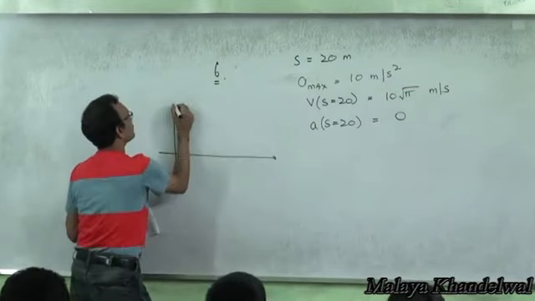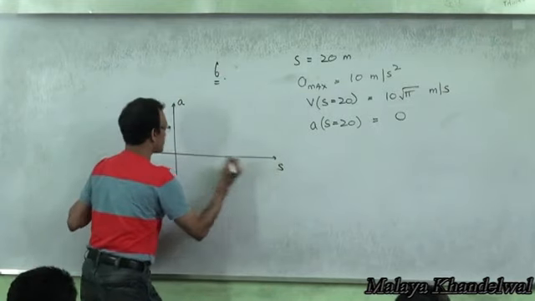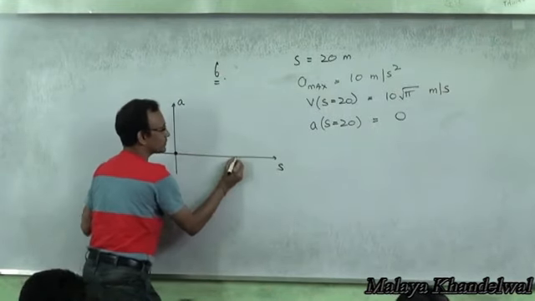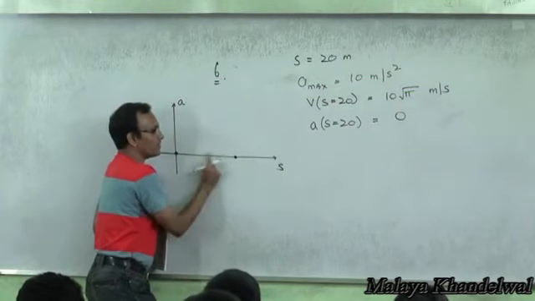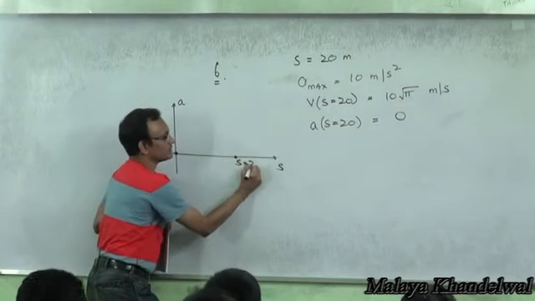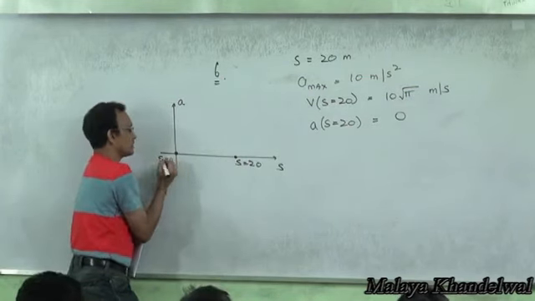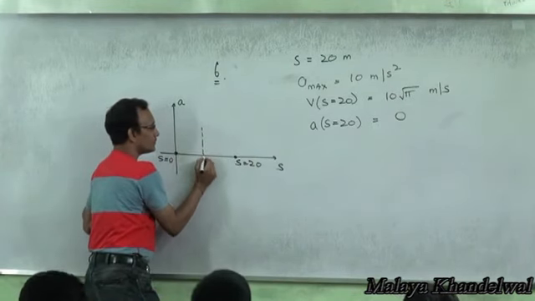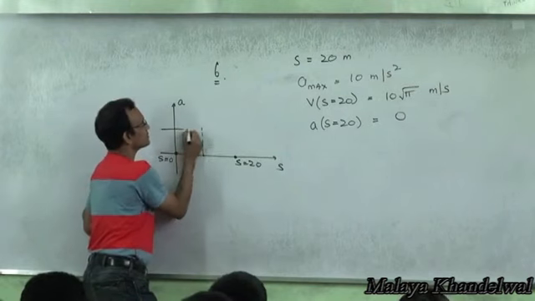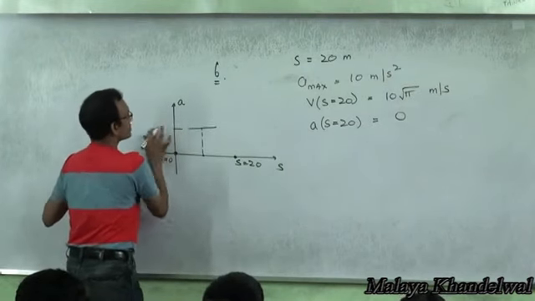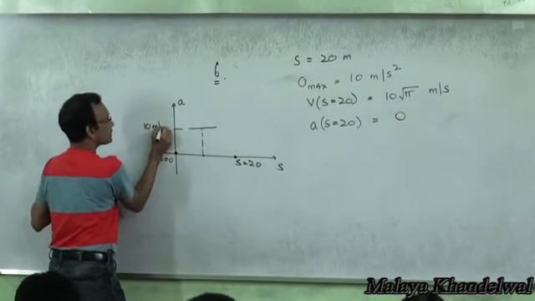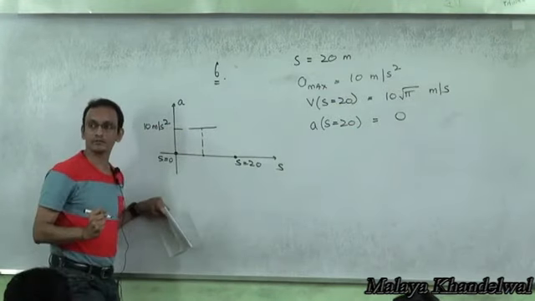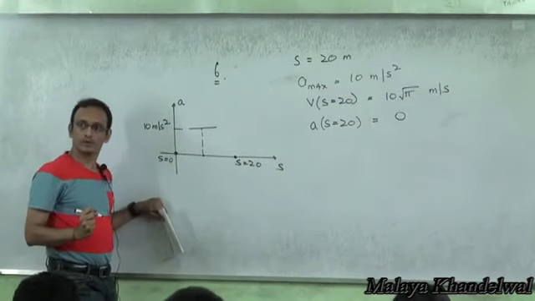the acceleration displacement graph. Well, it starts from 0, it becomes 0 at s equal to 20, s equal to 0. And somewhere between, it's going to attain a maximum acceleration of 10 meters per second square. It's the maximum acceleration that it would attain. Right?